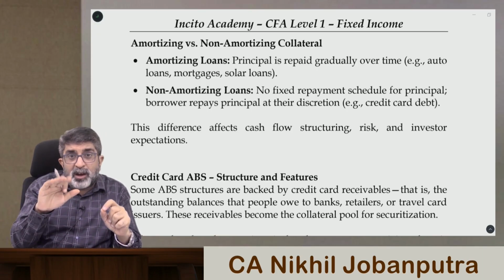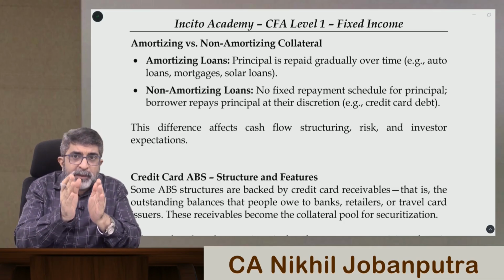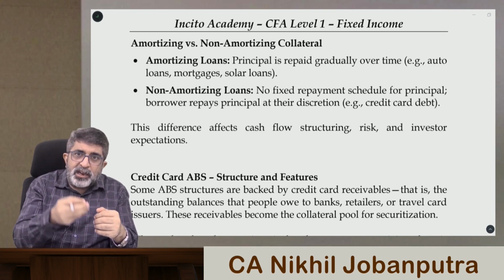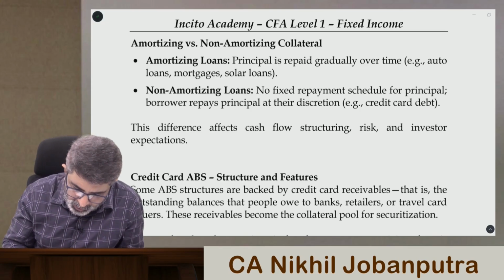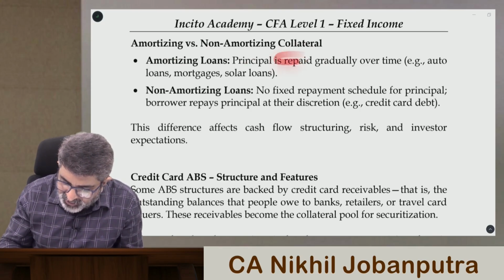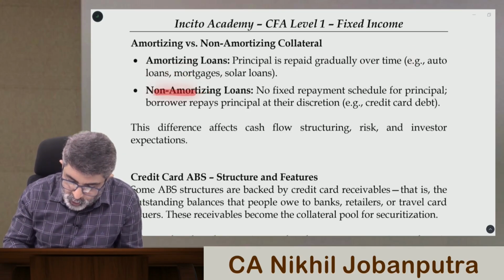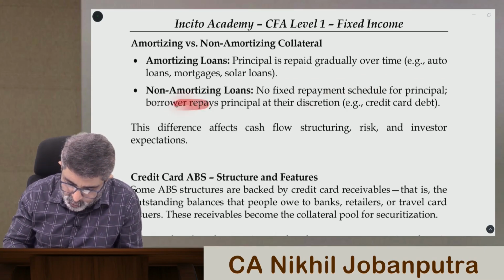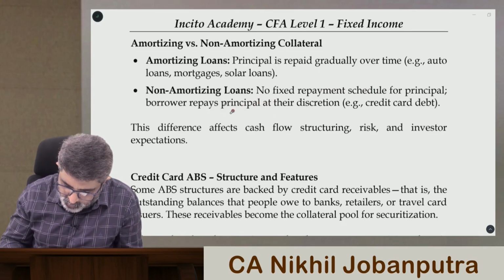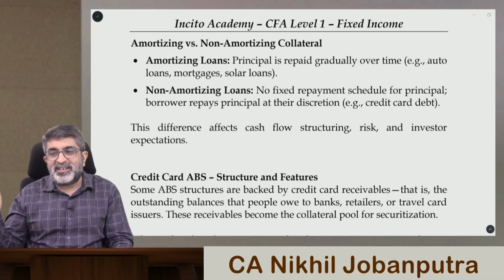On the other side, some others may follow an amortization pattern where every payment made, say on a monthly basis, will include interest as well as some portion of principal repayment. So in amortizing loans, principal is repaid gradually over time. That will include auto loans, mortgages and solar loans. Non-amortizing loans have no fixed repayment schedule for the principal. The borrower repays the principal at their discretion, and the best example could be credit card debt.